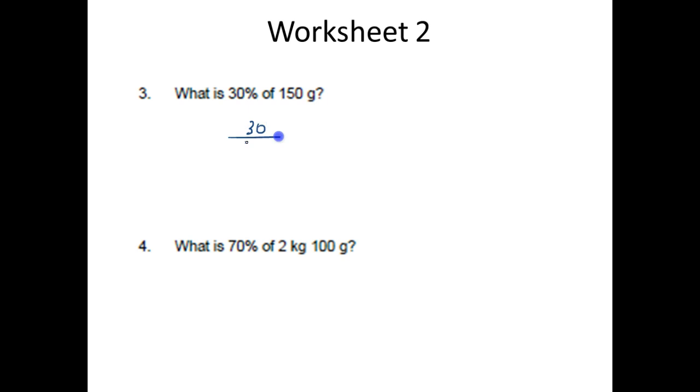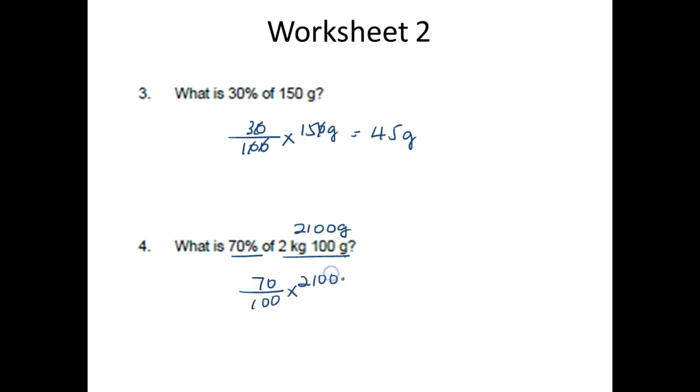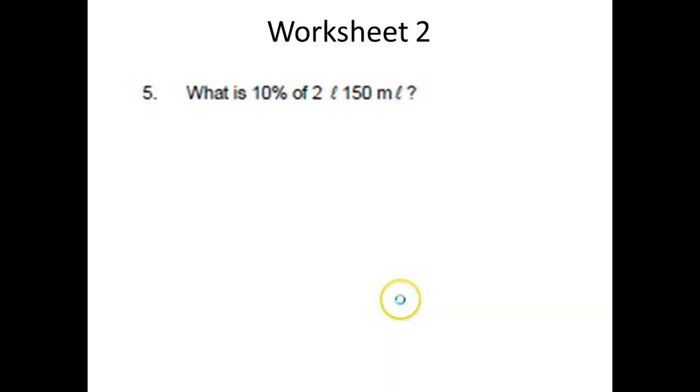What is 30% of 150 gram? So 30% out of 100% times 150 gram, and I would get 45 gram. What is 70% of 2 kilogram? 2 kilogram is 2,100 grams. So 70 out of 100 times 2,100 gram. When I cancel my decimal place, I will get 1,470 gram.